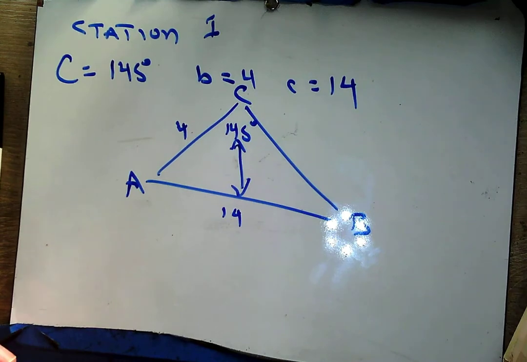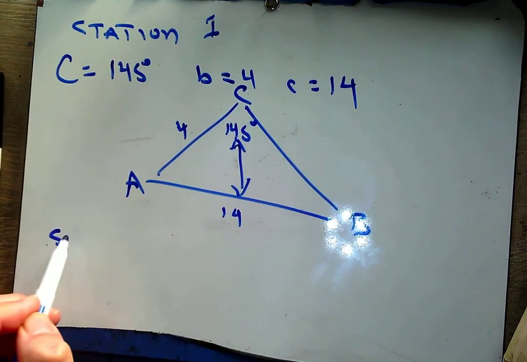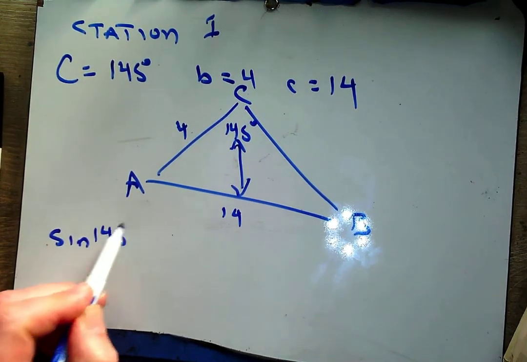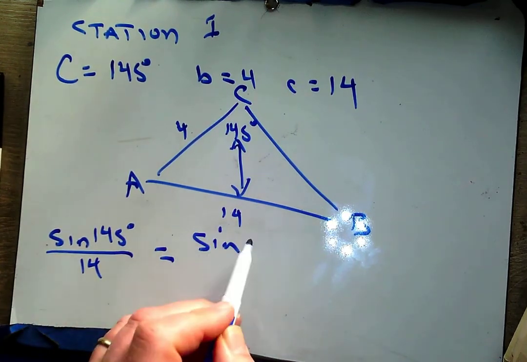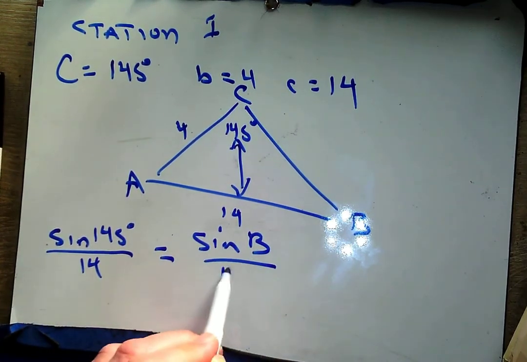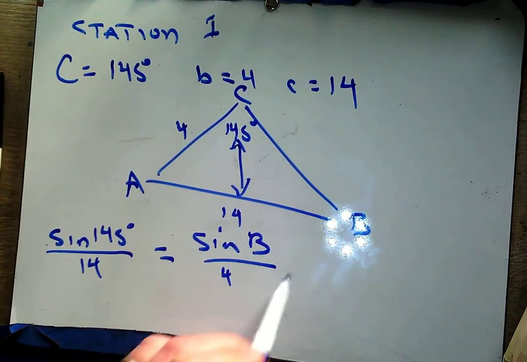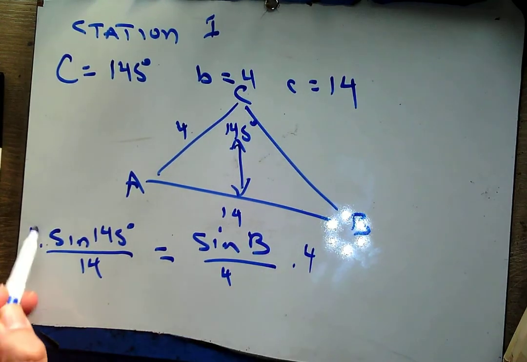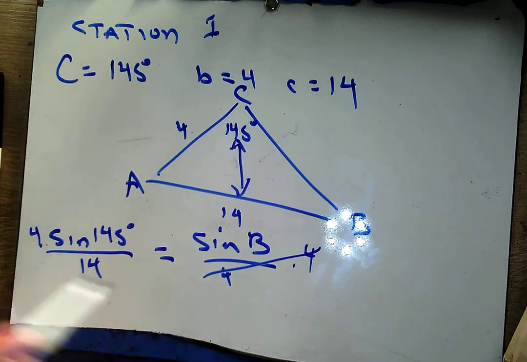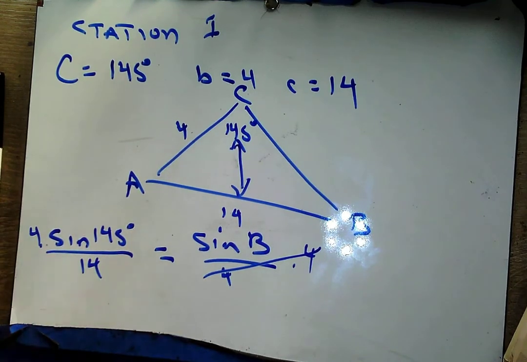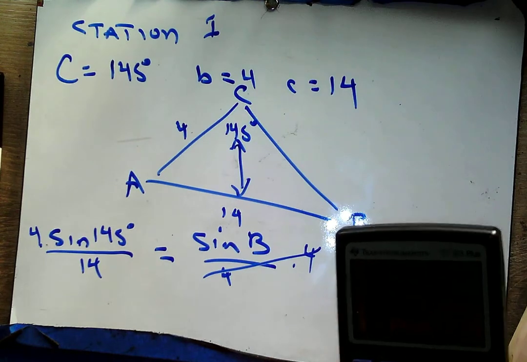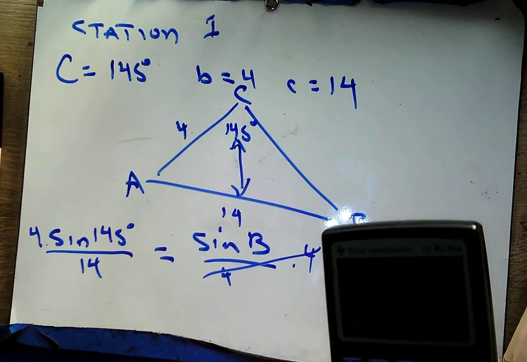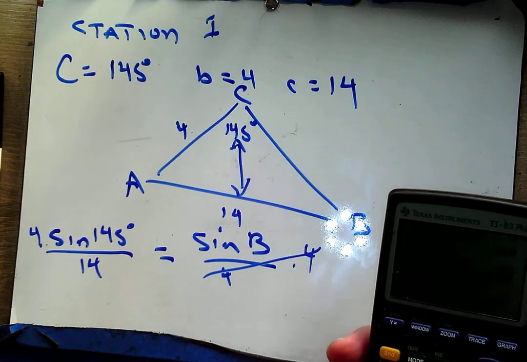So I'm going to start with law of sines and say sine of 145 over 14 will equal the sine of b over 4. Of course, I'm looking for b, so I'm going to start by multiplying both sides by 4. This is the sine of b, so let's get our calculator going, and these are degrees, so I'm going to change from radians to degrees. Please make sure you check.